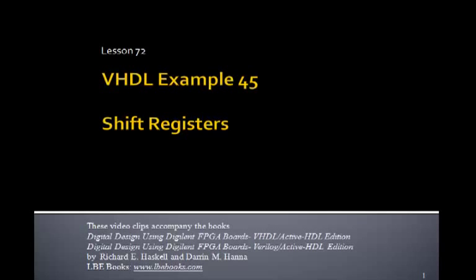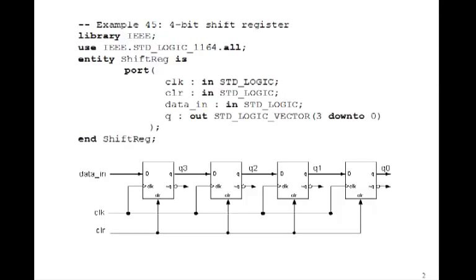This is lesson 72, VHDL example 45. And in this example we'll implement a 4-bit shift register in VHDL.